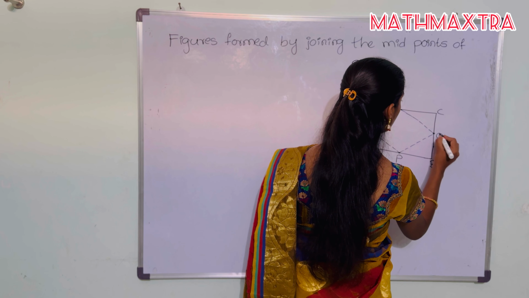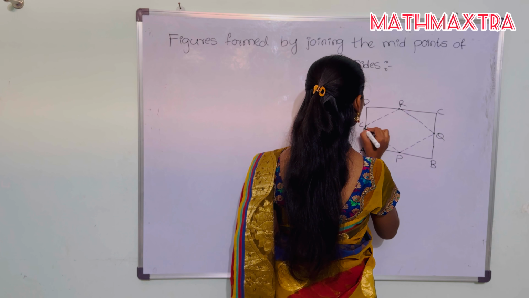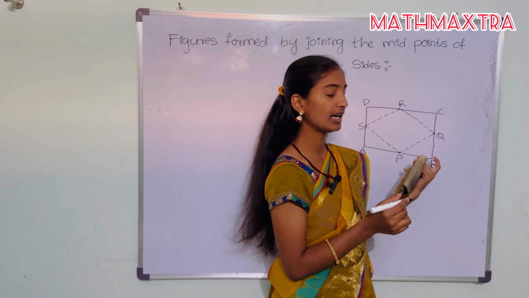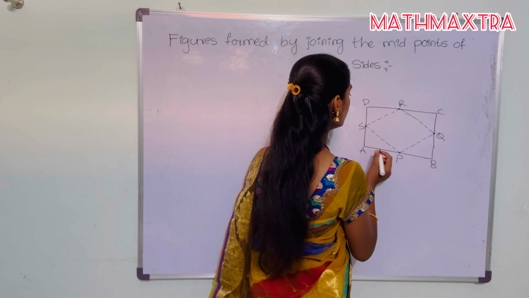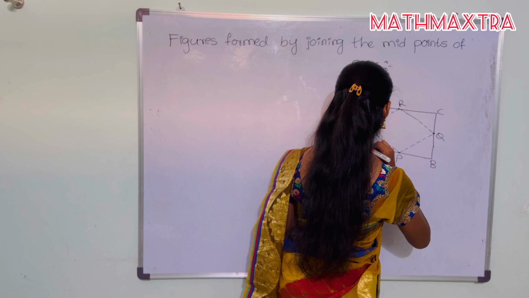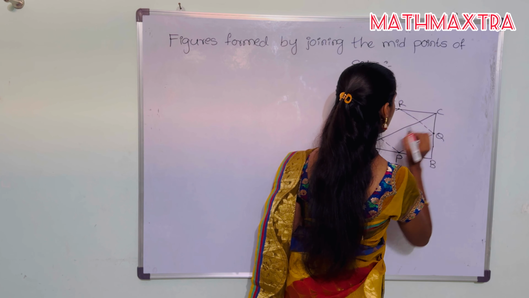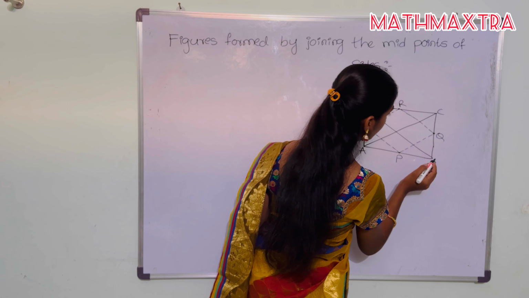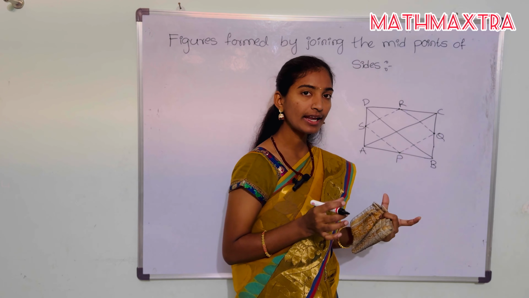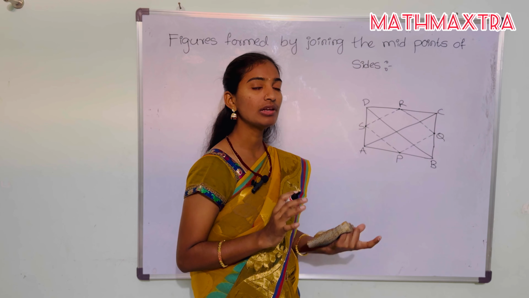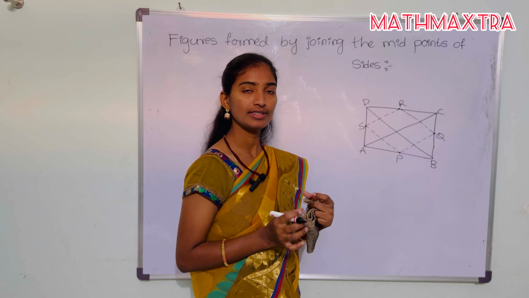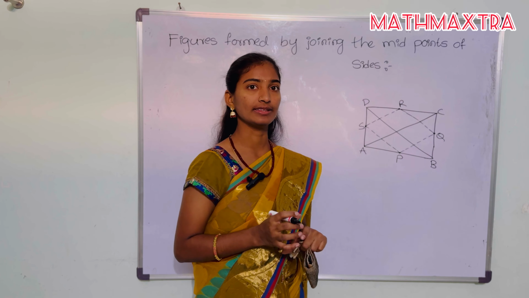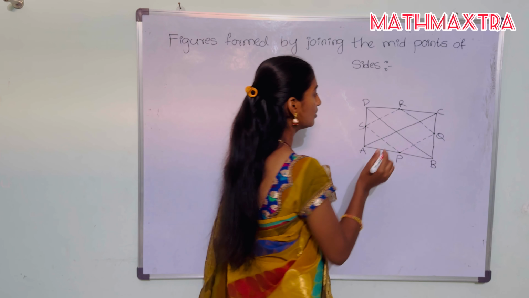So this PQRS is a quadrilateral. We have to identify which type of quadrilateral this PQRS is. So I am considering a diagonal AC and I am also considering a diagonal BD. We know that in the rectangle, the diagonals are always equal in length, isn't it? They bisect each other and they are equal in length, isn't it?